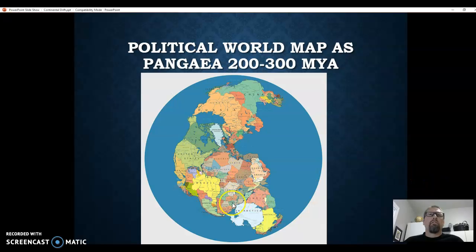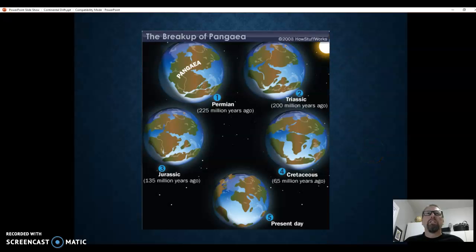This is just what I thought was an interesting picture. If we look at the current location of different countries, where they were in Pangaea time. All right, and so here's sort of the breakup of Pangaea over time, going through the Permian, Triassic, Jurassic, Cretaceous, and the present day. There's also some graphics that project into the future where the continents will be.